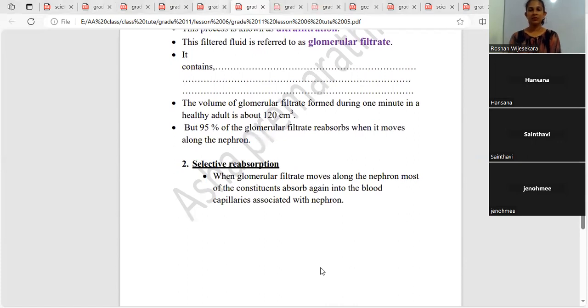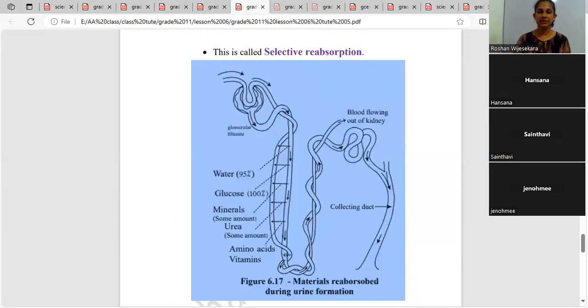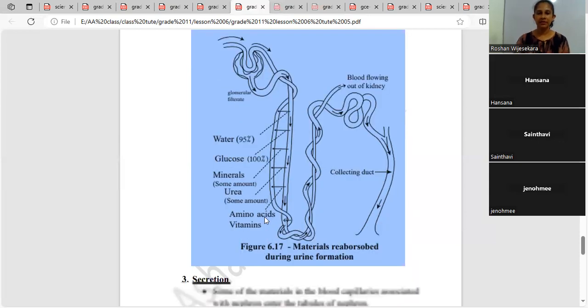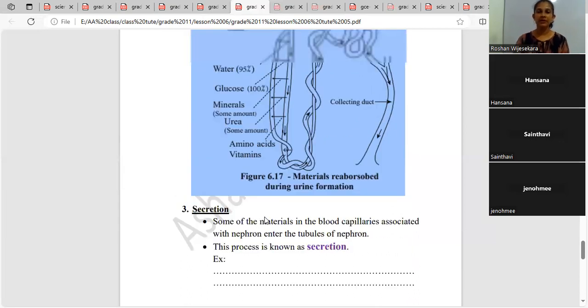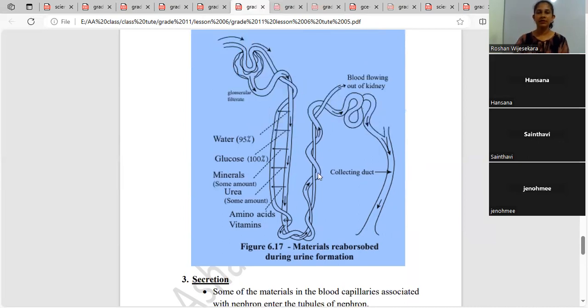Then selective reabsorption. When glomerular filtrate moves along the nephron, most of the contents are absorbed again into the blood capillaries. These are the things reabsorbed into blood capillaries: water, glucose, minerals, urea, amino acids. That is selective reabsorption. Some materials in the blood capillaries associated with the nephron enter into the tubules. After selective reabsorption, it passes through the collecting duct, that is the secretion process. Those are the things we discussed under the excretory system.